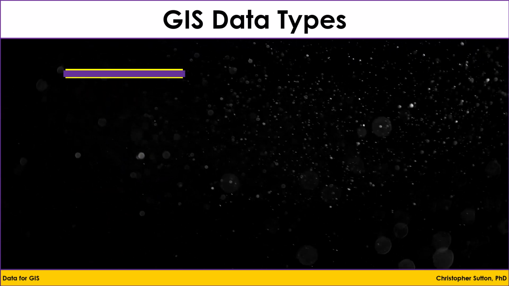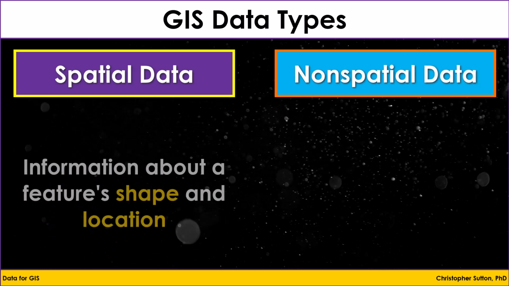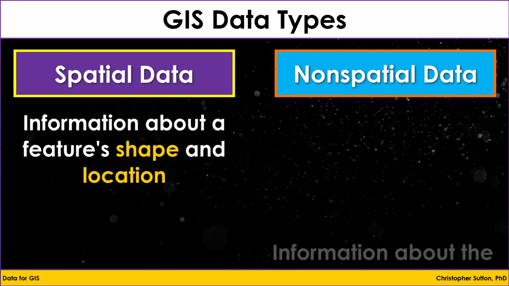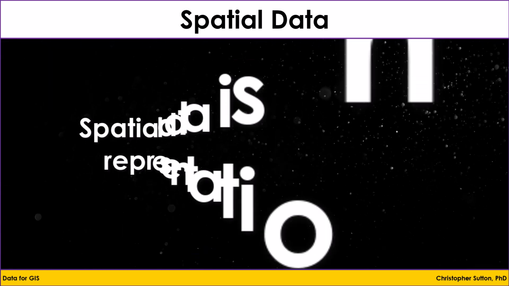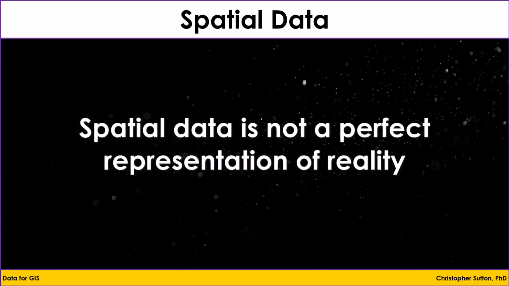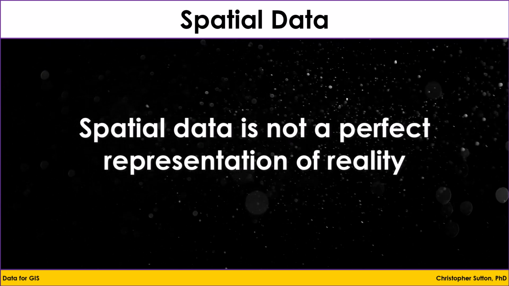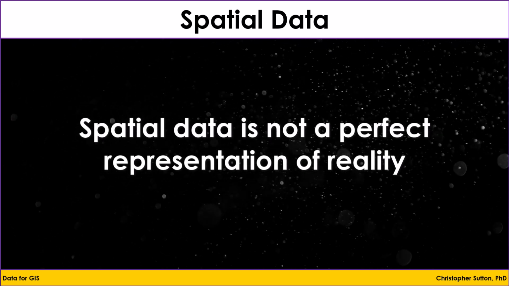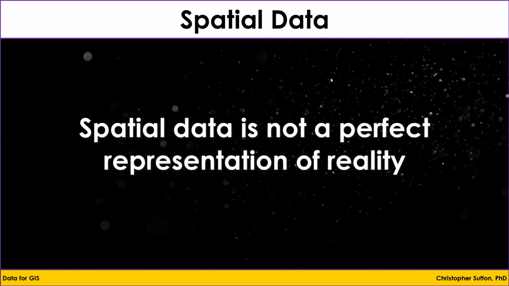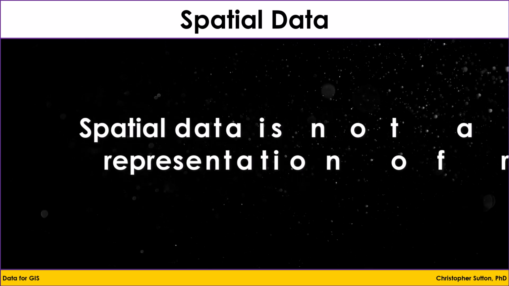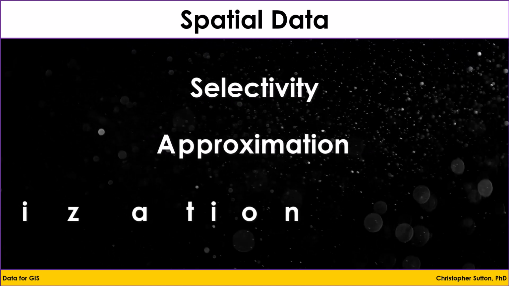GIS data is commonly divided into spatial data and non-spatial data. Spatial data defines the locations and shapes of features. Non-spatial data describes the characteristics of spatial data. When working with GIS, it is important to remember that spatial data is not a perfect representation of reality. Instead, it is a simplified model designed to help us understand the world. What does it mean to say that GIS data is a simplified model? The answer can be found in 3 key characteristics of spatial data: selectivity, approximation, and generalization.